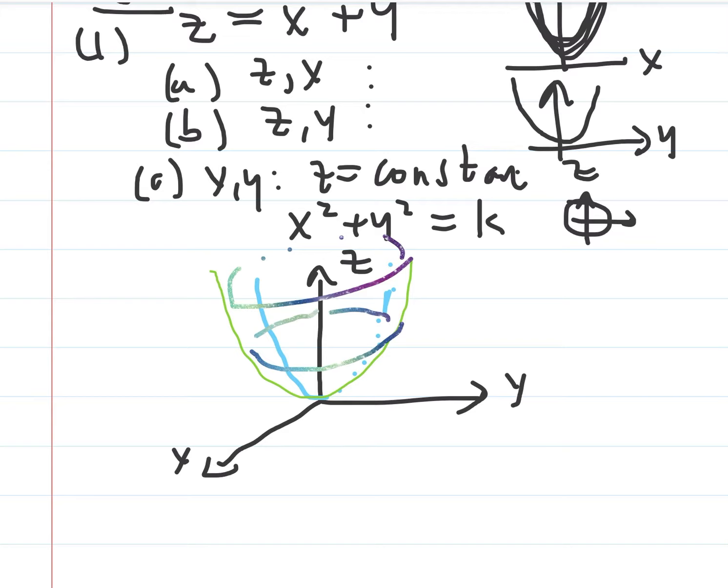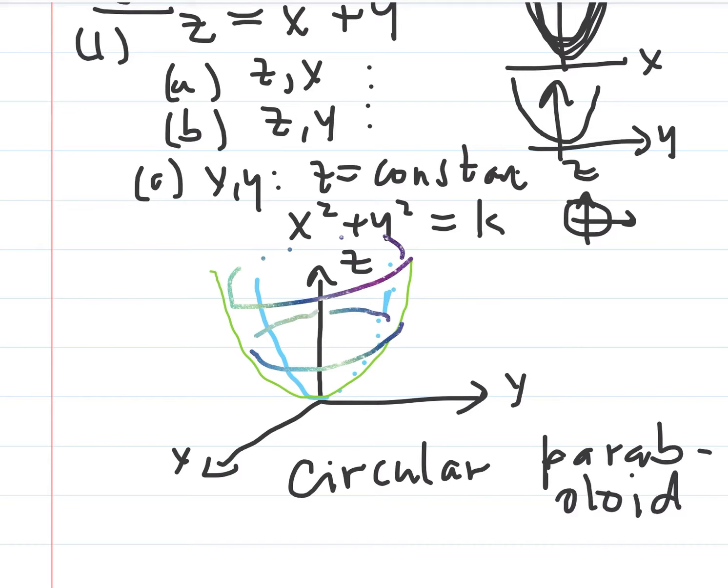And this is what we call the paraboloid with cross section circles, or circular paraboloid. So this is then referred to as the circular paraboloid. If in the case of C, that is the projection in the xy case, if your equation was x squared plus some other constant times y squared, like x squared plus 3y squared equal constant, the cross section would be ellipses, in which case this would be an elliptical paraboloid.